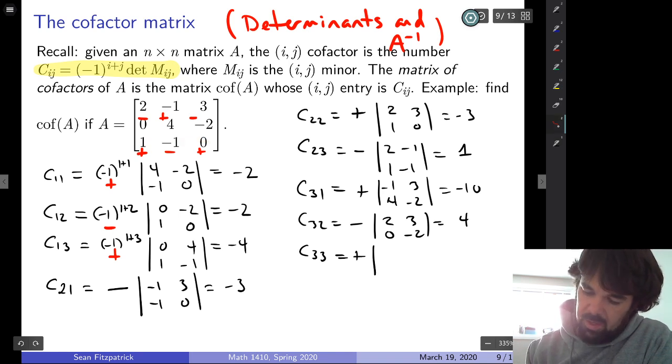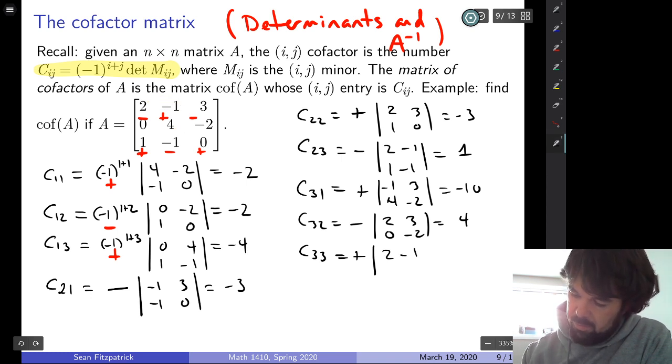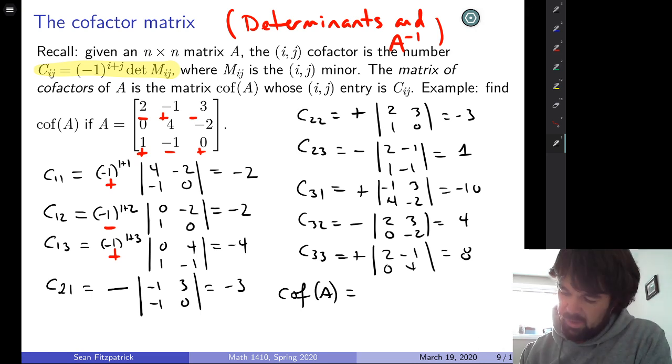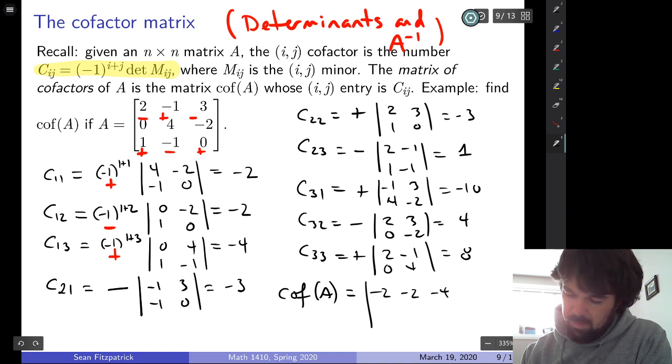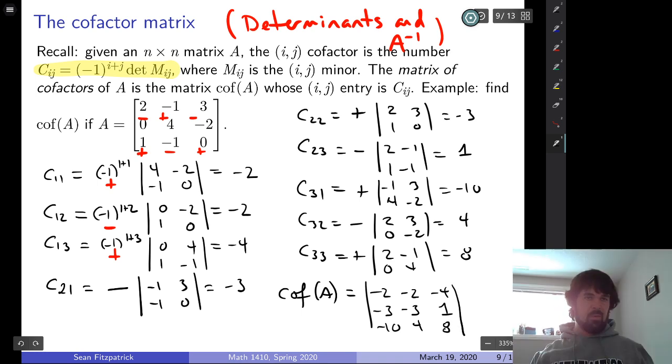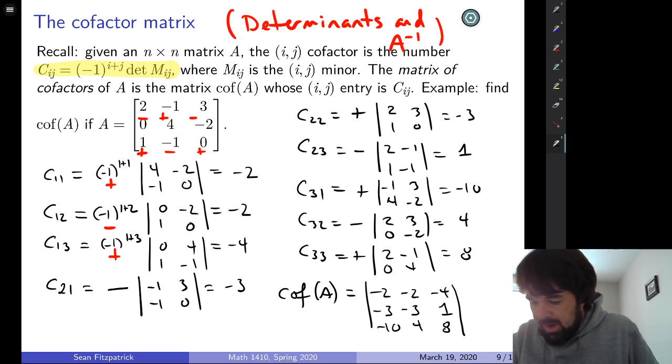And deleting row 3, column 3 gives me that. 2, minus 1, 0, 4. I get 8. So this cofactor matrix, I just replace each entry by the corresponding cofactor. So minus 2, minus 2, minus 4, minus 3, minus 3, 1, minus 10, 4, and 8. All right, we'll explain why we need this in a minute, but now we have it.